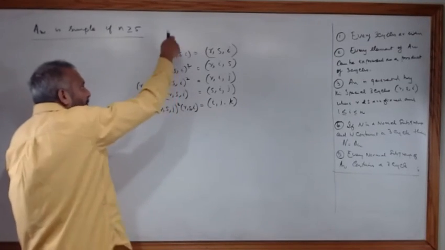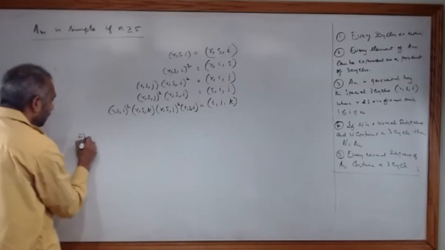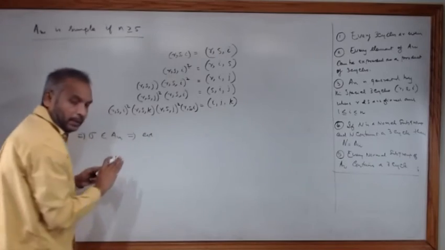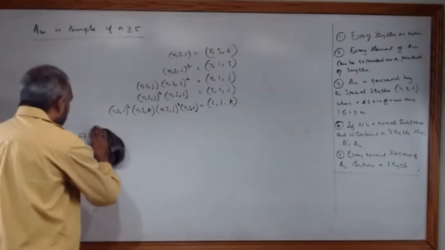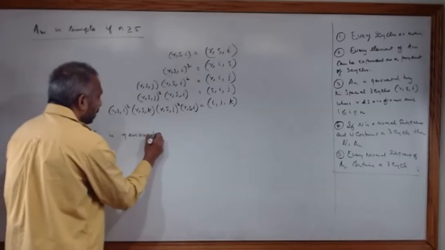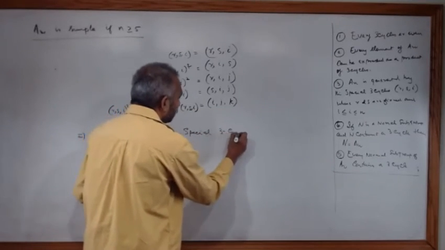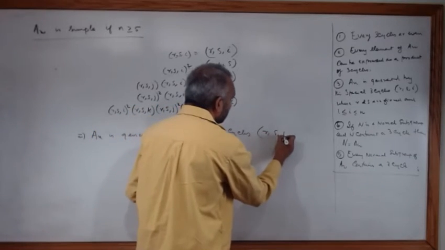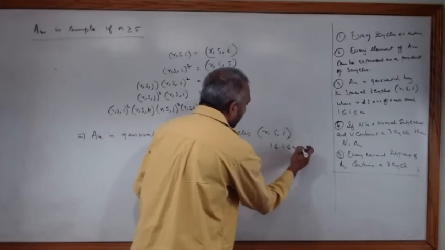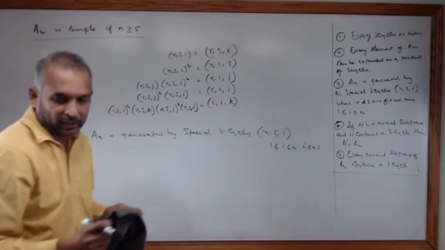In the left hand side, every 3 cycle starts with R and S. So this implies sigma belongs to An, or you can say An is generated by special 3 cycles RSI, where 1 is less than or equal to I less than or equal to N, and I is different from R and S, because if I is one of these, then it doesn't have any meaning.